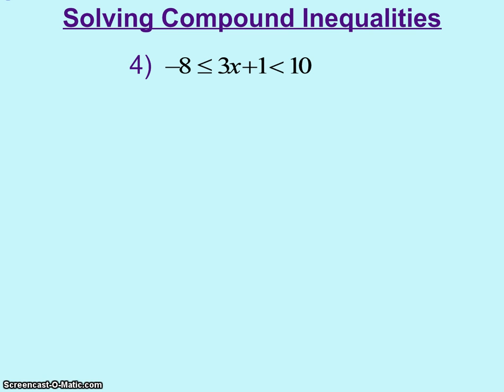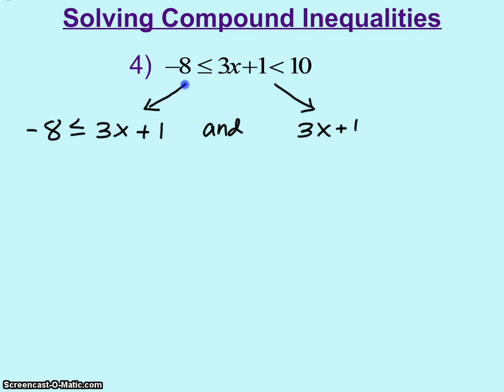We're going to split this up into two pieces. This is actually two problems in one. So my first piece, I'm going to write negative 8 is less than or equal to 3x plus 1. And 3x plus 1 is less than 10. So I now just have two problems I need to solve, and in the end we'll put them together.